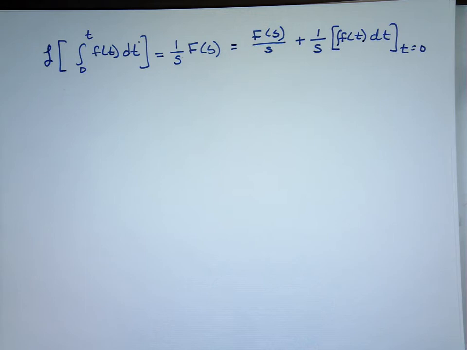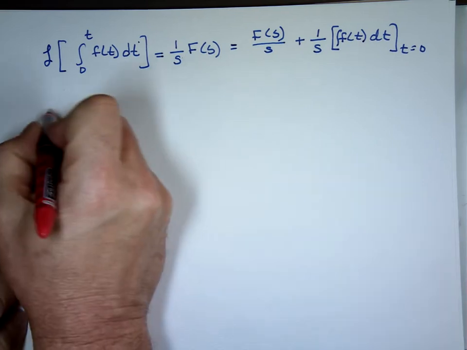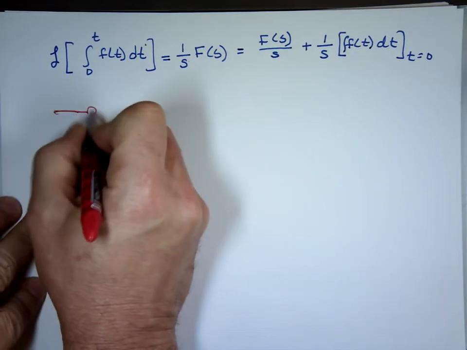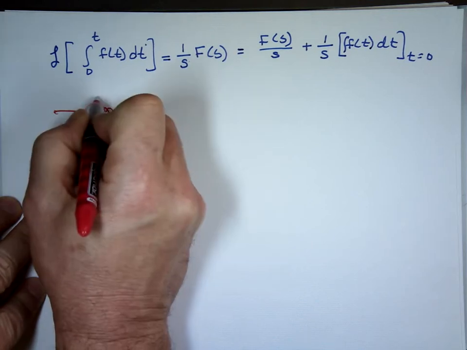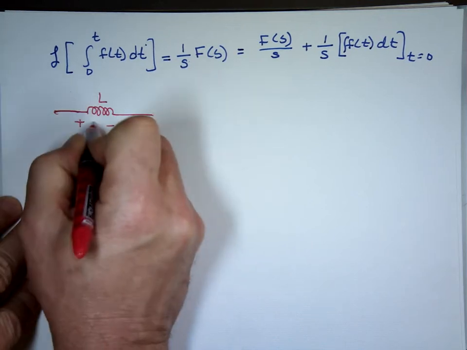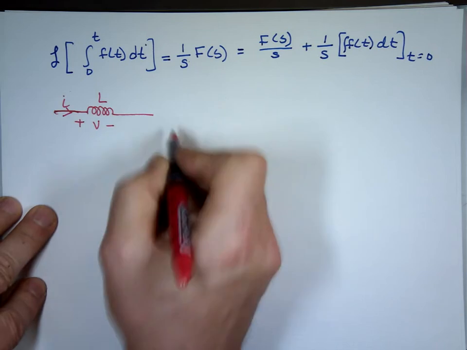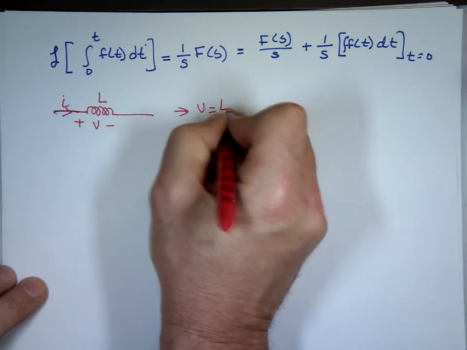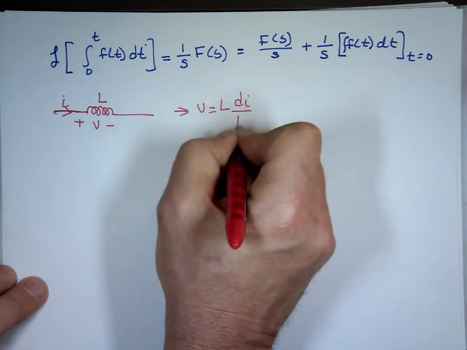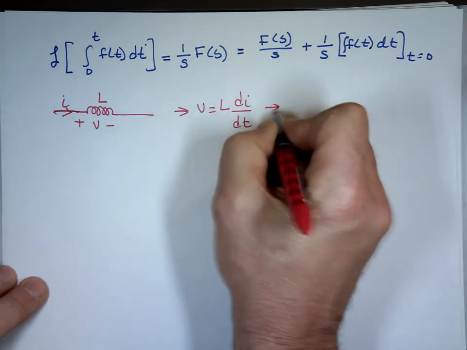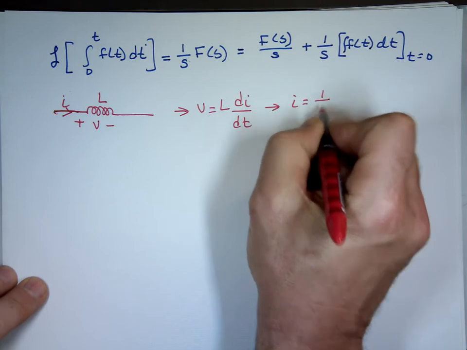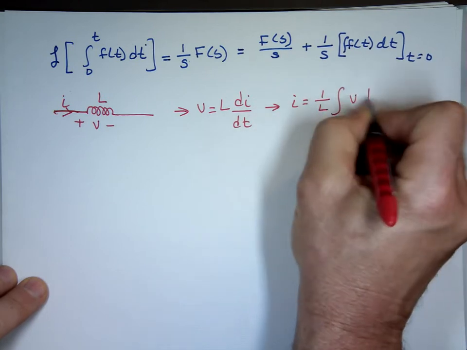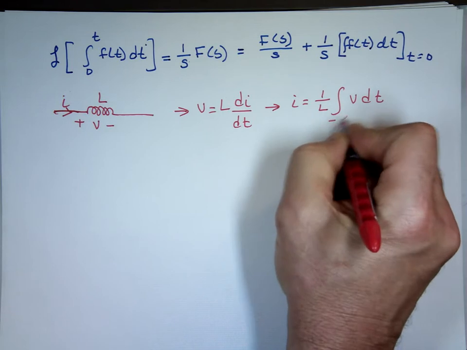So again, let's look at the capacitor versus the inductor. Here's the inductor. This is L, this is the voltage V, this is the current I. We know from this V equals L di dt. We know the Laplace of the derivative. But we also know that I equals 1 over L, the integral of V dt, from negative infinity to t.